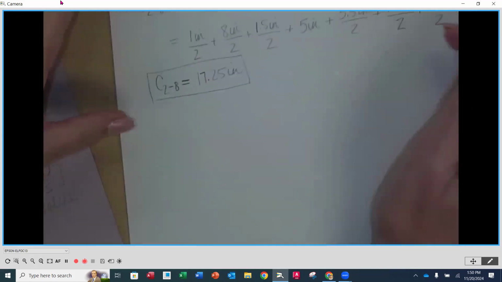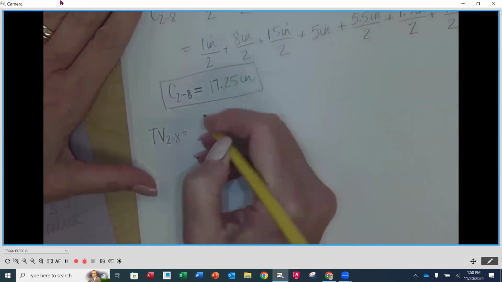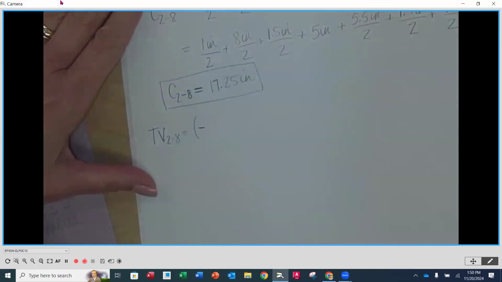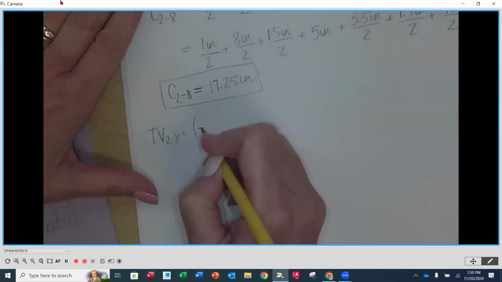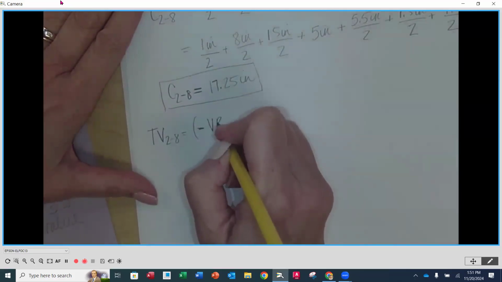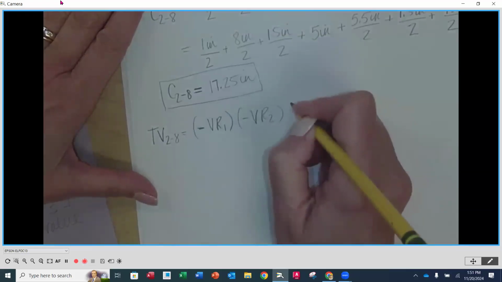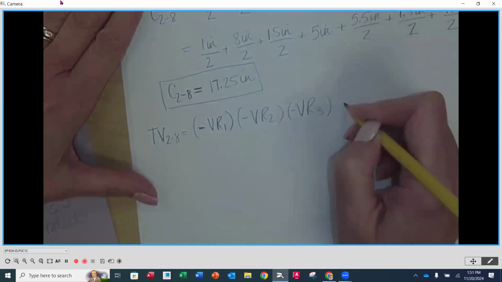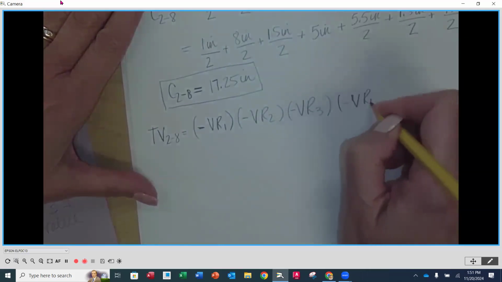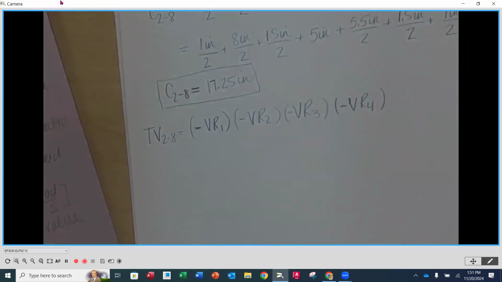So our train value from 2 to 8 is going to be, now put that negative in the front because then this will confirm or give us the direction of the output number 8. So it's going to be negative velocity ratio number 1, times negative velocity ratio number 2, times negative velocity ratio number 3, times negative velocity ratio number 4. You only need to put these negatives in front when you're doing the train value. You don't need to do it if you're doing it of individual ones.